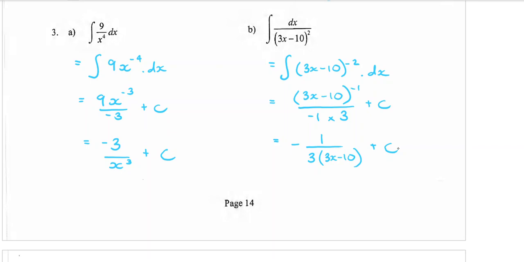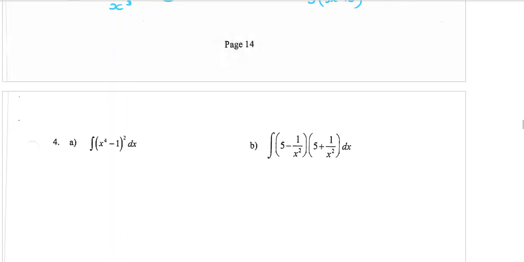Oh, no, just the C. So the ones we were doing before had the numbers on the integral sign, so we were subbing stuff in afterwards. These ones are indefinite because we don't have those things. Okay, next page.